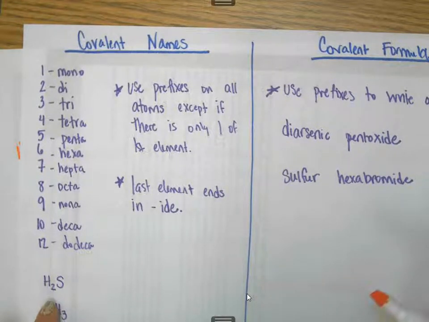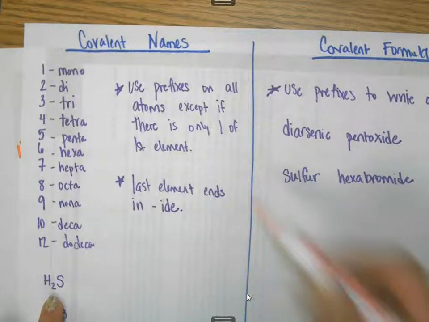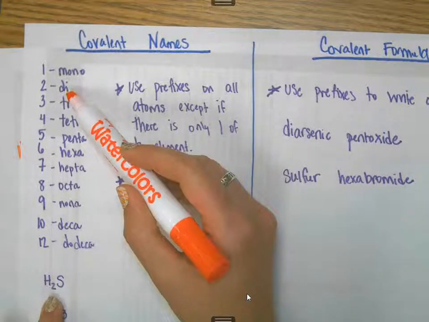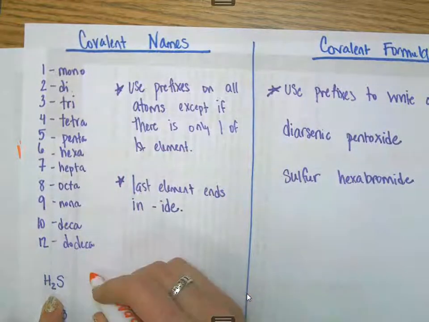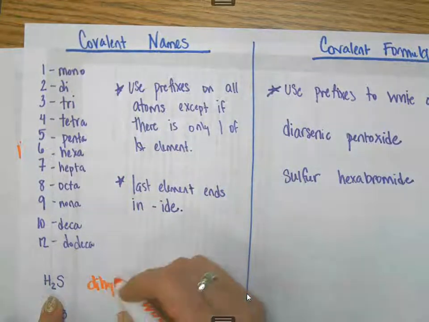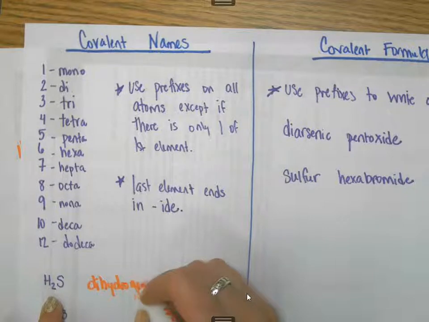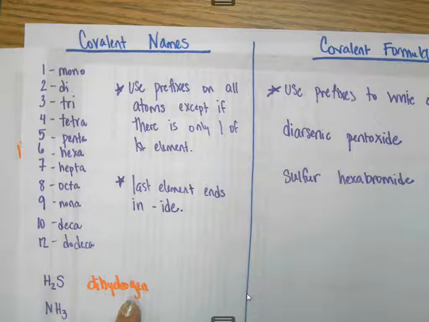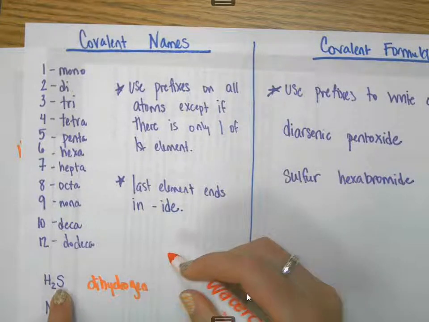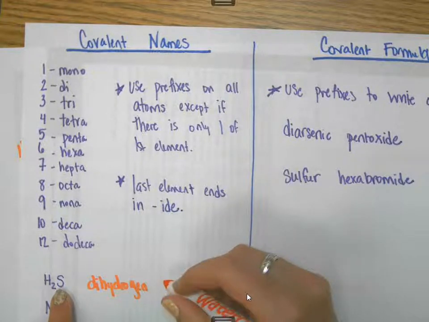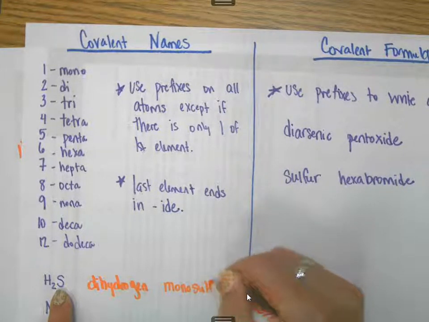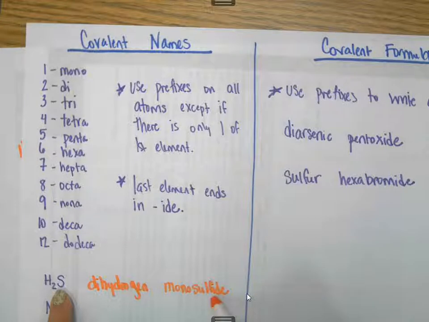It says H2S. So we're going to use prefixes. There's 2 hydrogens. The prefix for 2 is di. So I'm going to write down dihydrogen. I'm not changing the ending of that to IDE because it's not the last element. And then I'm going to write down this one. There's 1 sulfur, so I'm going to write monosulfide. I changed the ending of sulfur to "ide" and I put the prefix mono because there's 1 of them.